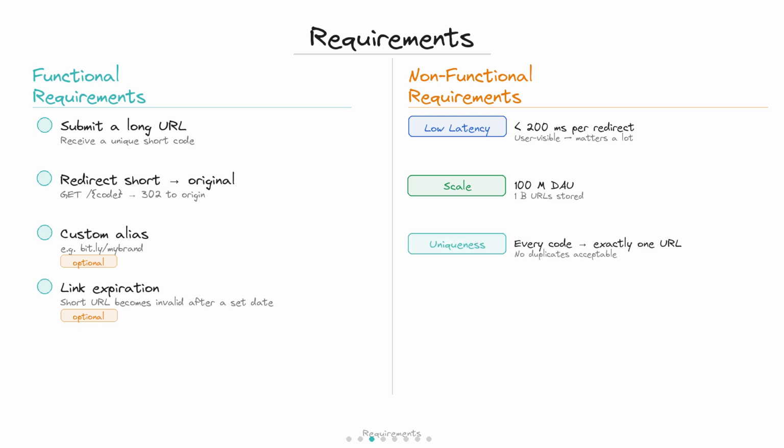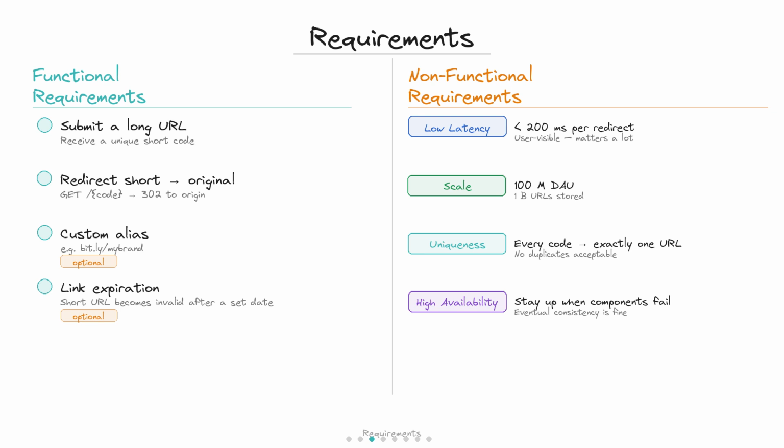Third, uniqueness. Every shortcode must map to exactly one URL. Collisions are not acceptable. If two different long URLs map to the same shortcode, one of them becomes unreachable. That's a data integrity failure. Fourth, high availability with eventual consistency. The system should stay up even when components fail.